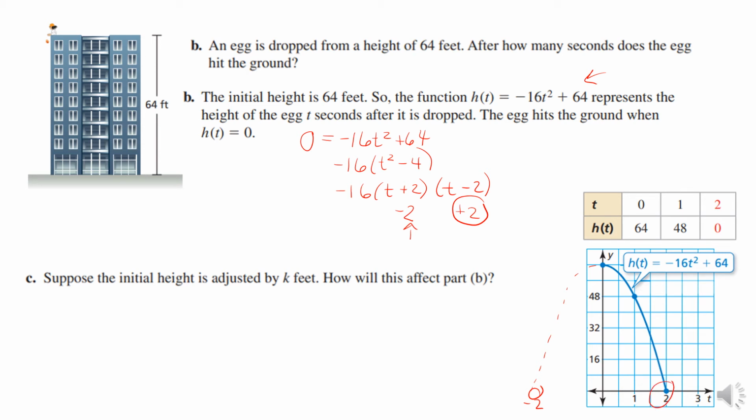Okay, now this is the interesting part, and they're trying to teach you how it is affected by c, by adding a c. So now they're saying that the initial height is adjusted by k feet.